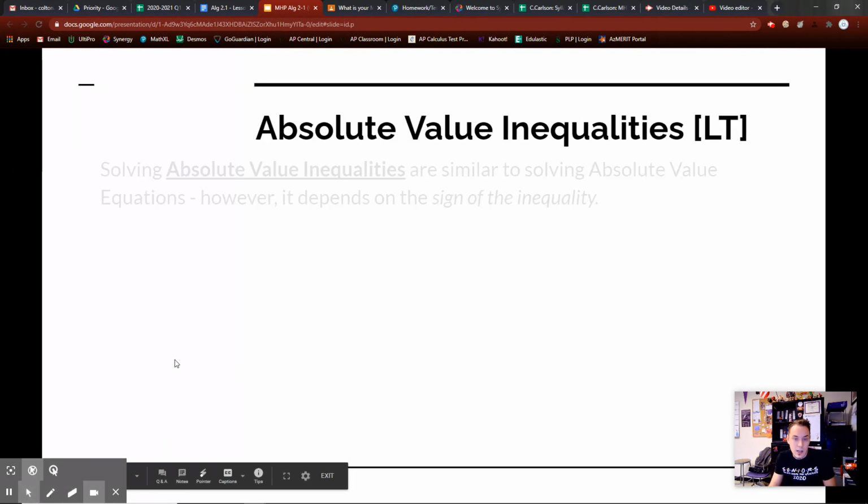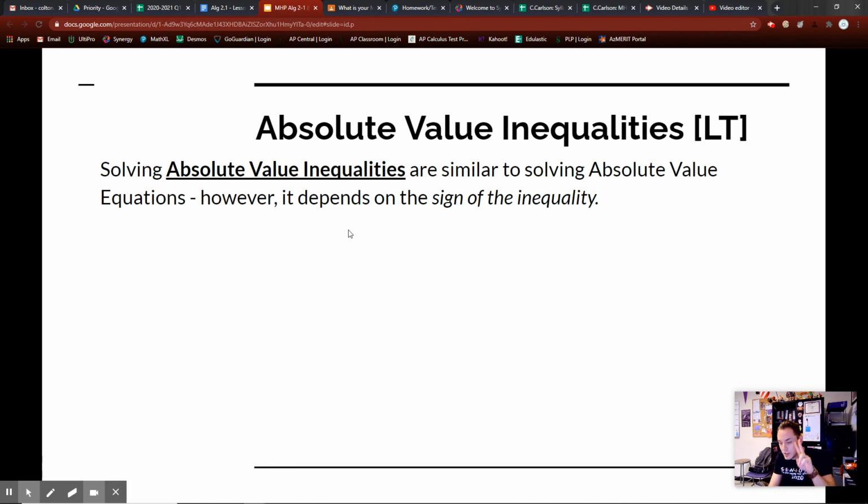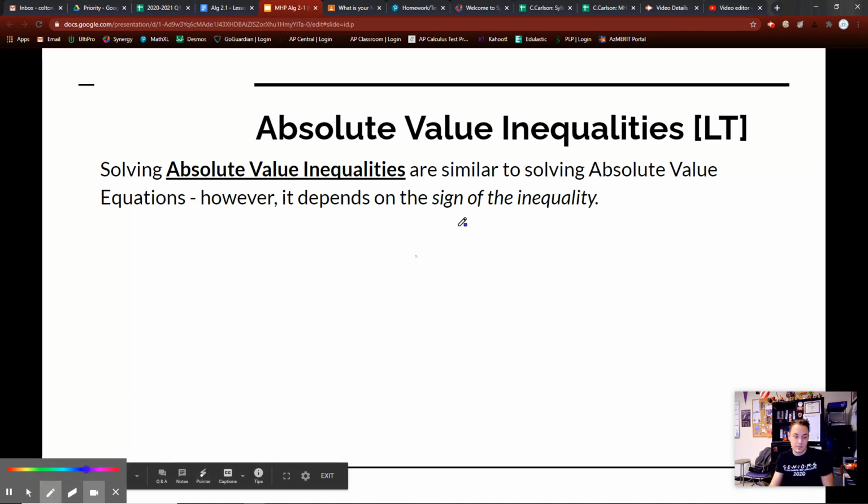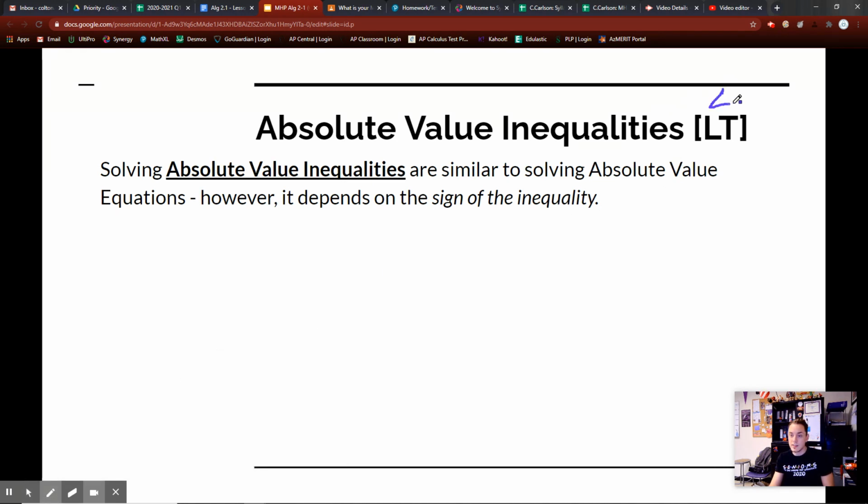Use your notes. Now for inequalities, there's actually two sets of inequalities, of course. So when we do absolute value inequalities, I need to make sure I know the less than, and I also need to know the greater than. So less than sign. It's actually less than, okay? This is the less than sign. So I'm going to do those first.